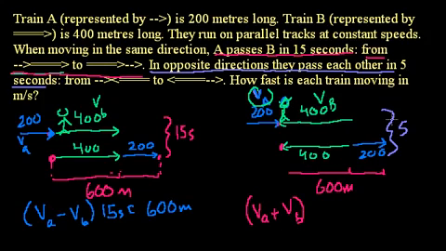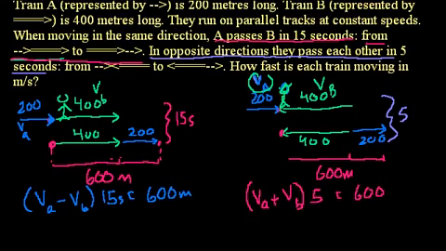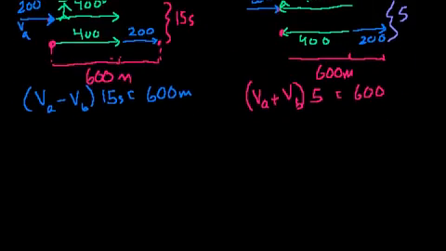and in 5 seconds, and they give us that information, in 5 seconds, so velocity times time, or rate times time, is equal to distance, it travels 600 meters. Remember, this is all relative to the guy or the gal sitting on this green train. And that's kind of the key assumption you have to make this problem solvable. Well, now we have two equations and two unknowns. We should be able to solve this for the velocity of the two trains.